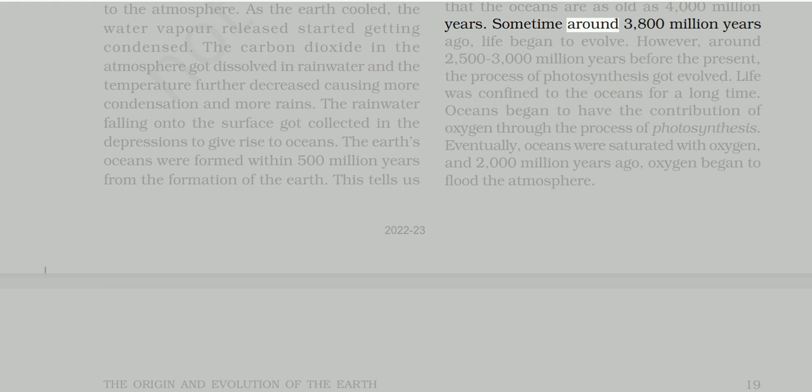Sometime around 3,800 million years ago, life began to evolve. However, around 2,500 to 3,000 million years before the present, the process of photosynthesis evolved. Life was confined to the oceans for a long time. Oceans began to have the contribution of oxygen through the process of photosynthesis. Eventually, oceans were saturated with oxygen, and 2,000 million years ago, oxygen began to flood the atmosphere.